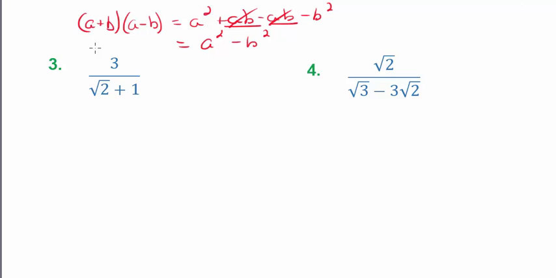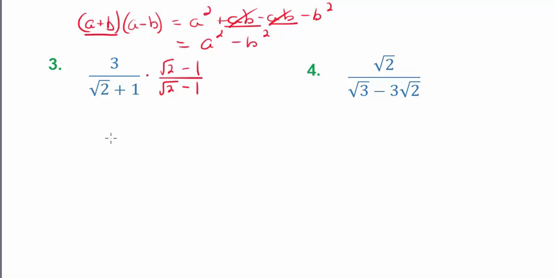Whichever one you don't have, so for example with number 3, I've got the a plus b because it's the square root of 2 plus 1. So I will multiply by a minus b. A minus b for number 3 would essentially be the square root of 2 minus 1. In other words, the term is almost the exact same, except the second part is always opposite, only the second part. We call this the conjugate, by the way. So I have to multiply the numerator by the same thing.